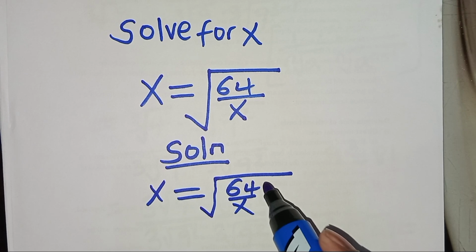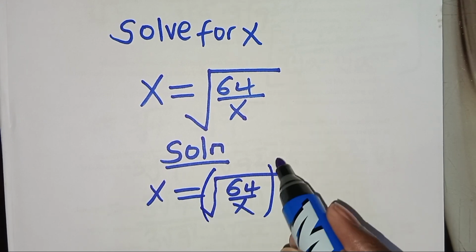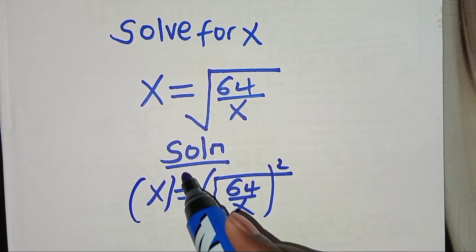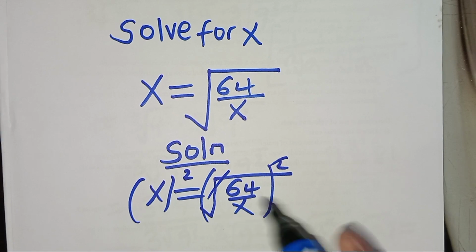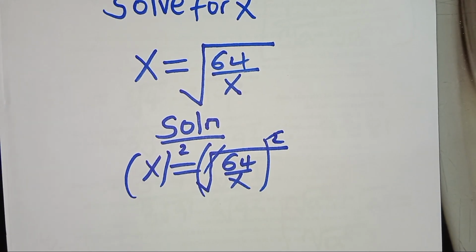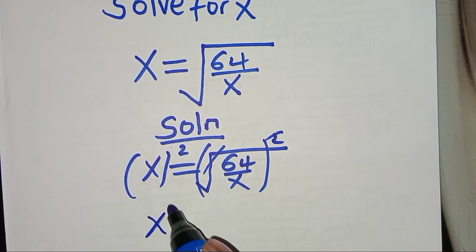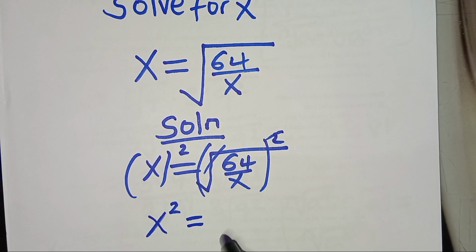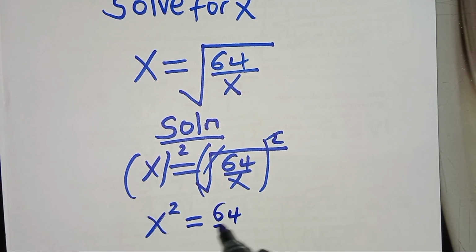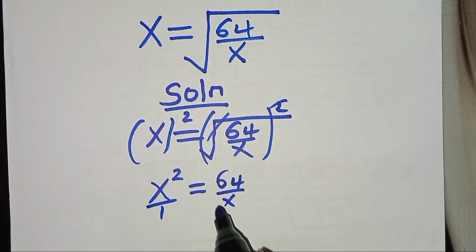So the first thing here is to square both sides so that we can eliminate the square root sign. Okay? So now here we'll have x to the power 2 equal to 64 divided by x. And given that x squared is our whole number, let's cross multiply here.